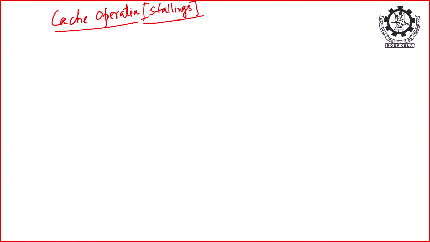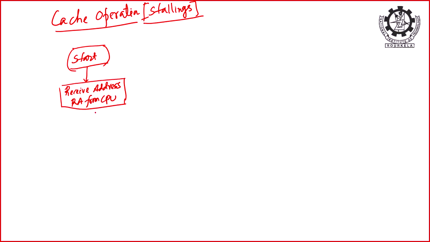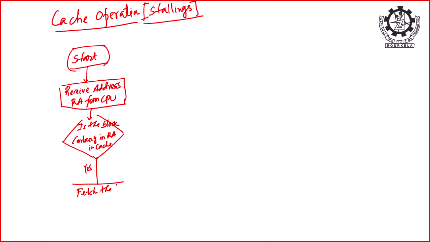Okay. So, for this particular flow chart, if you want to see it, you need to see the book by Stallings. If we start from here, what is the first task? It receives the address from the processor. Now, as I said, the CPU generates a particular address. Now we need to check: is the block containing the address in the cache? If yes, then fetch the word and deliver it to the CPU. Okay. So, this is the end.